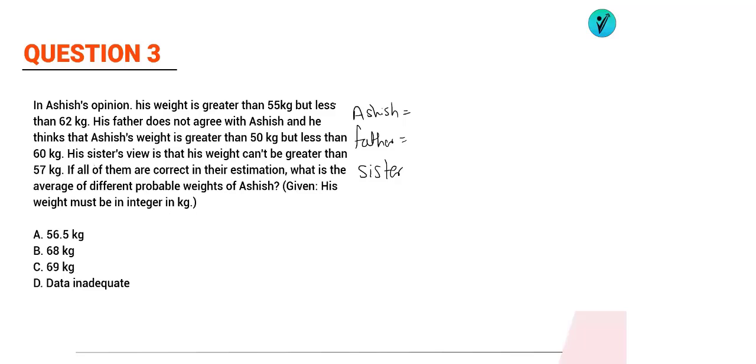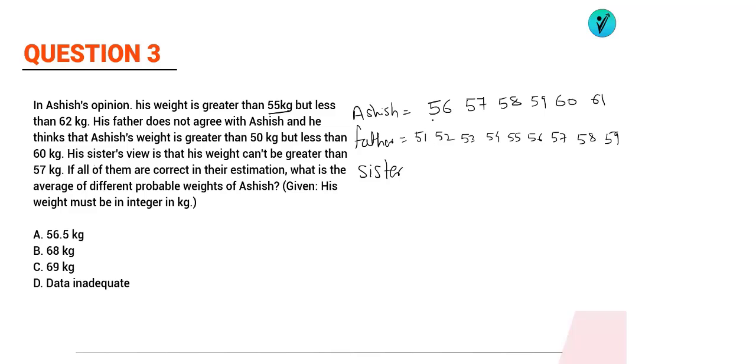Okay. So as per Ashish, more than 55 but less than 62. That means it can be 56, 57, 58, 59, 60 or 61, right? Because less than 62. Then as per his father, more than 50 but less than 60. That means it can be 51, 52, 53, 54, 55, 56, 57, 58 and 59, right? Because he is between 50 and 60. And his sister says that it cannot be greater than 57.